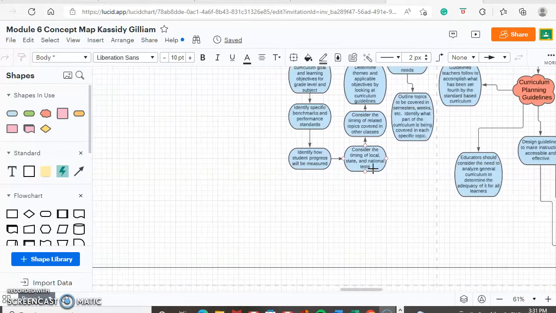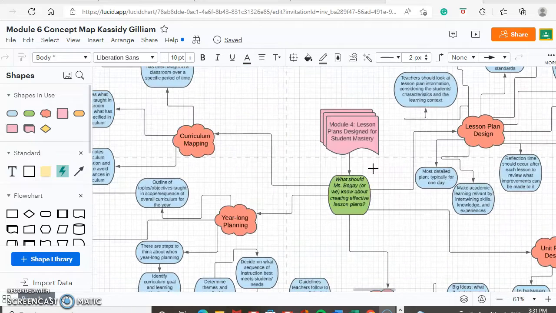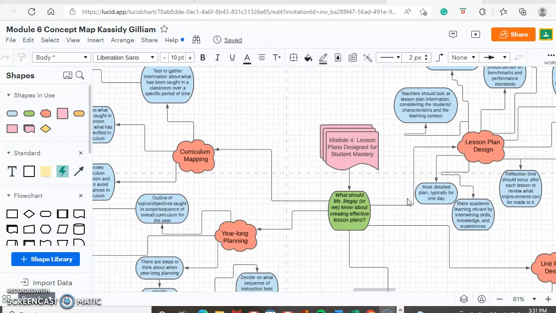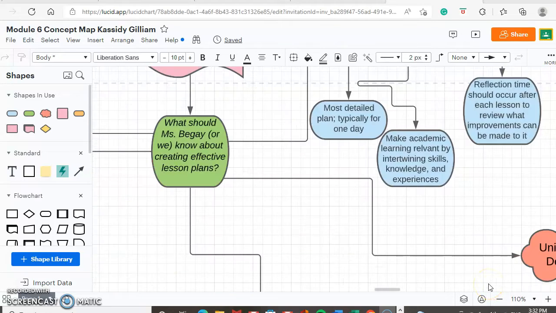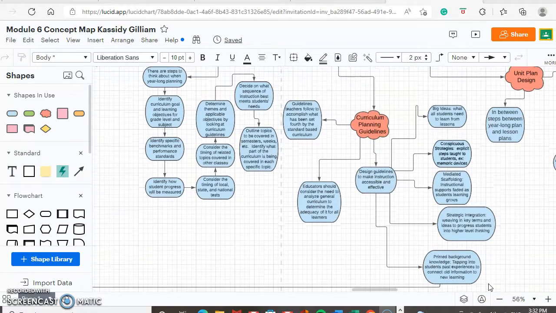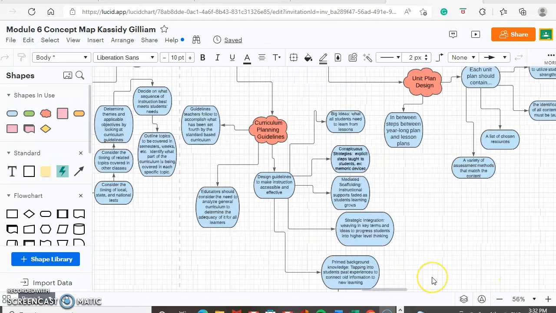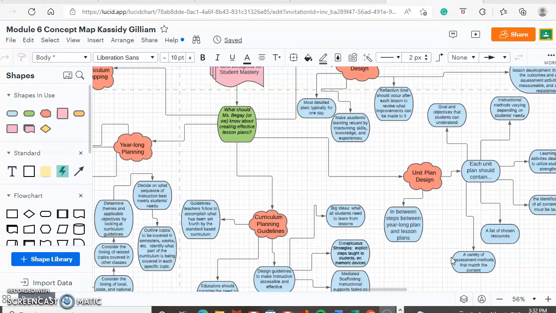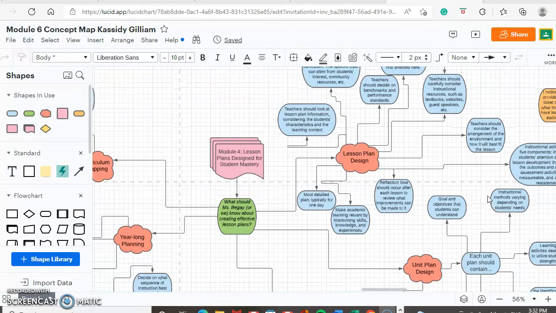Moving on to Module 4. Module 4 is about lesson plan design for student mastery. An important component of that is having the unit plan design. And this is kind of like an in-between step between your long-term plans and lesson plans. Each plan should contain goals, objectives, learning activities, and the instructional methods used.